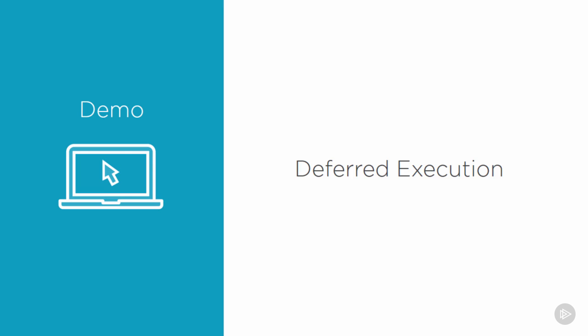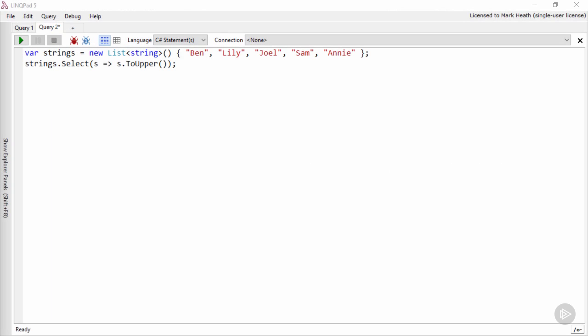Our first way to be lazy is to avoid doing any work until you know you need to do it. LINQ is really helpful here. Let's say I have a list of strings and I want to convert them to uppercase. We can do that quite easily with a LINQ Select statement like this.